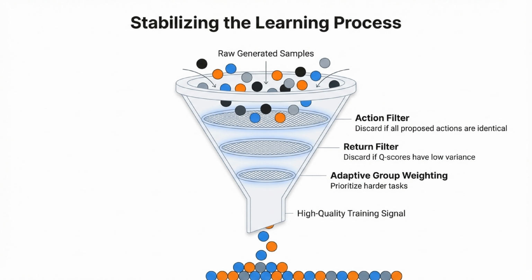To stabilize learning, we filter the raw generated samples through a funnel. First, an action filter discards samples if all proposed actions are identical. Next, a return filter discards samples where the Q-scores have low variance, as they don't provide good learning signals. Finally, we use adaptive group weighting to prioritize harder tasks. This ensures that only high-quality training signals reach the model.